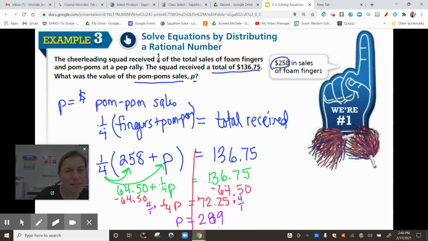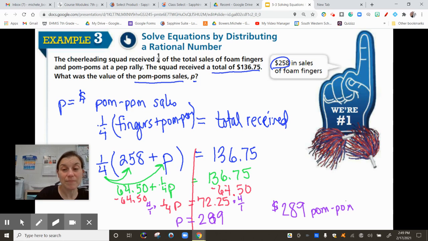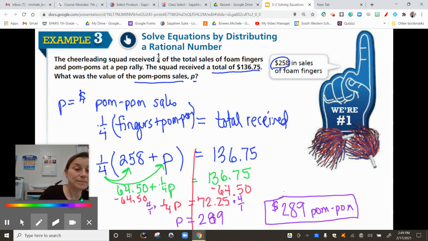So what's 289? Is that 289 pom-poms, 289 foam fingers? No. If I go back to the beginning, P is the dollars in pom-pom sales. That means that they sold $289 worth of pom-poms. They didn't get to keep all that. They only got to keep 1/4 of that. But that's okay. That's how much they sold. So that is the answer. And you can look how they solved it and see if you have any questions about number 3.